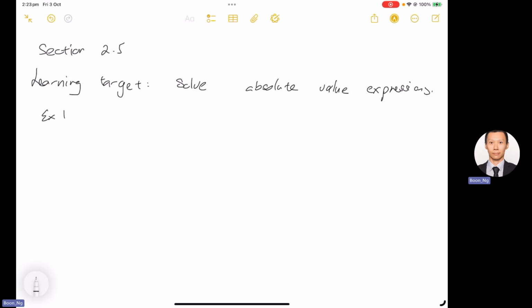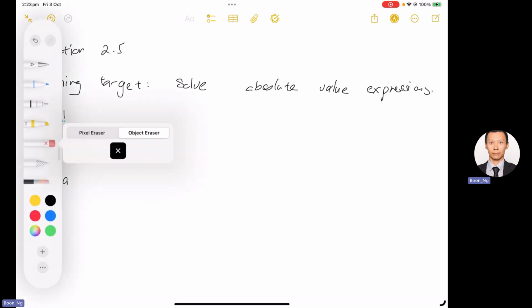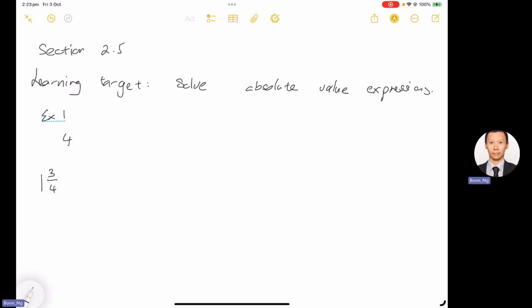Example one, example number four, and this. Let me correct it as we go on.